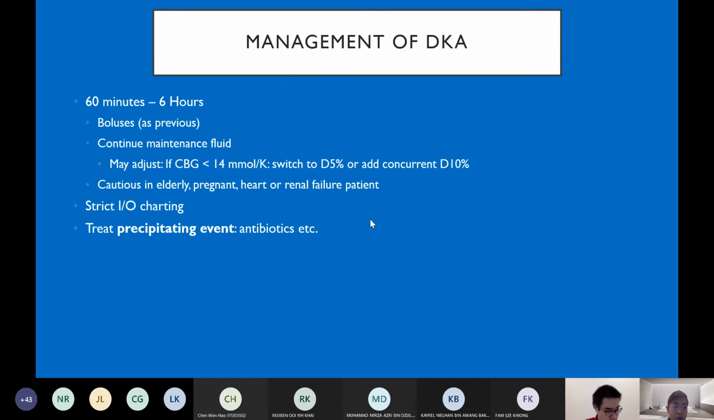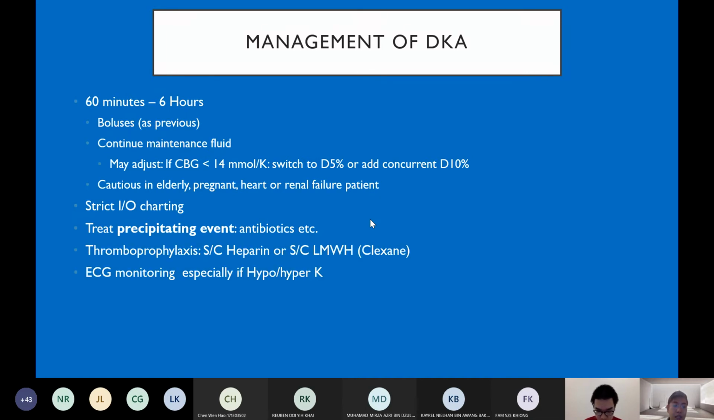So I'm not going to go through this. So just basically running through 60 minutes after the first hour to the 6th hour, you should complete your boluses and continue your maintenance fluid. But always remember, in your elderly, pregnant, or your heart or renal failure patient, you may need to be more cautious in your fluid resuscitation. Therefore, you should always monitor the IO chart strictly. And never forget, like I mentioned just now, precipitating event, thromboprophylaxis, and also monitoring your ECG, especially if they have hypo or hyperkalemia.